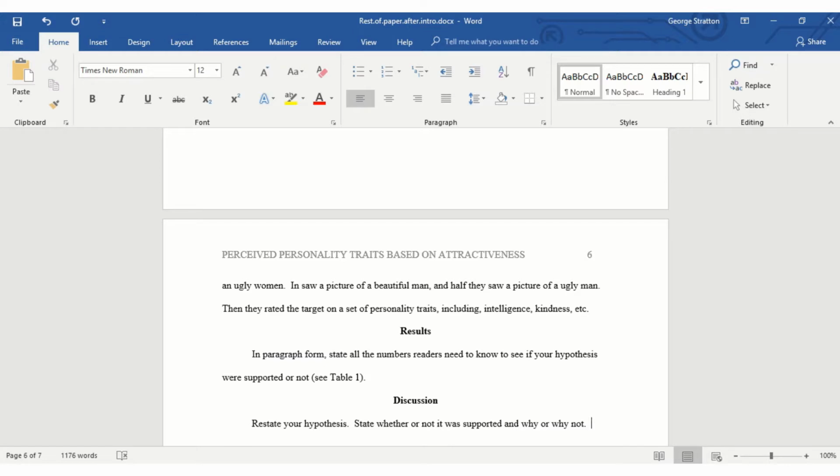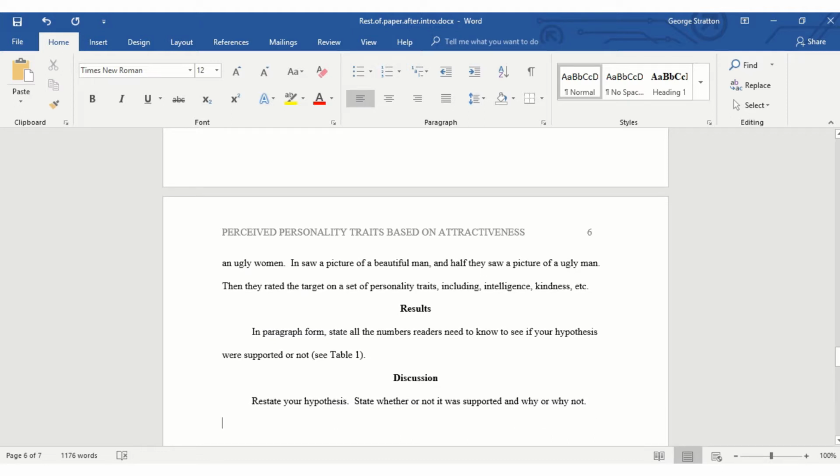You might state, we also hypothesized that women would be rated more positively than men. However, this hypothesis was not supported. It is likely that many people in our sample were men and therefore had boosted impressions of men compared to women. So you might say there, this was caused by sample bias. So after you restate your hypothesis, state whether or not it's supported and why or why not in paragraph form.